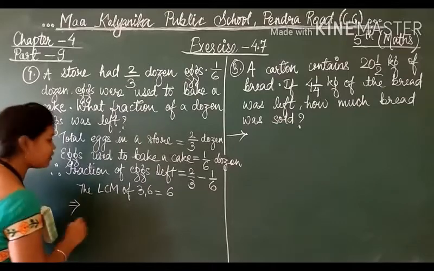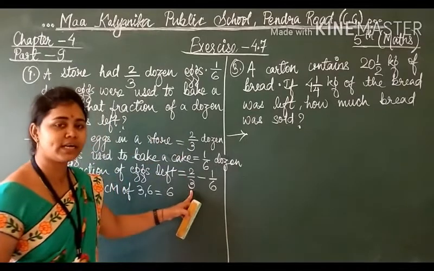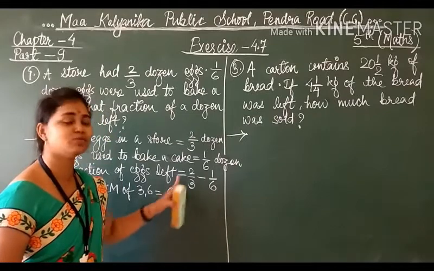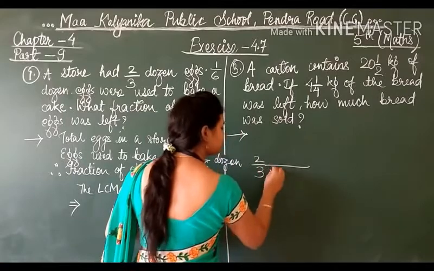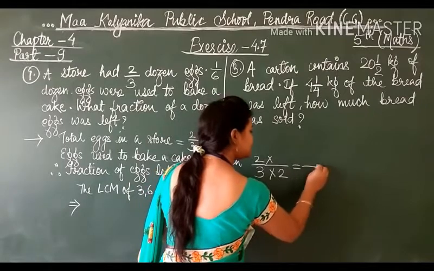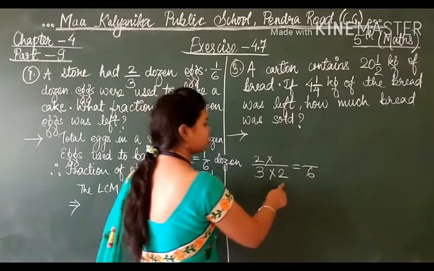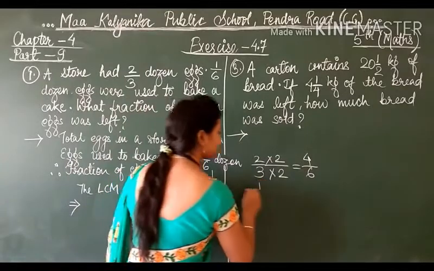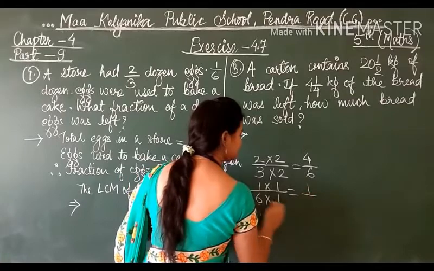So see students, 2 by 3 has the denominator 3, and 1 by 6 has the denominator 6. So 6 is the LCM, so 6 must be in the denominator. So convert 2 by 3 first. 3 2s are 6. Why are we multiplying with 2? Because we want the denominator 6. When we multiply 3 with 2, we get the denominator 6. The same is multiplied in the numerator, 2 2s are 4. And 1 by 6, if we multiply with 1, we get 1 1s are 1 and 6 1s are 6.